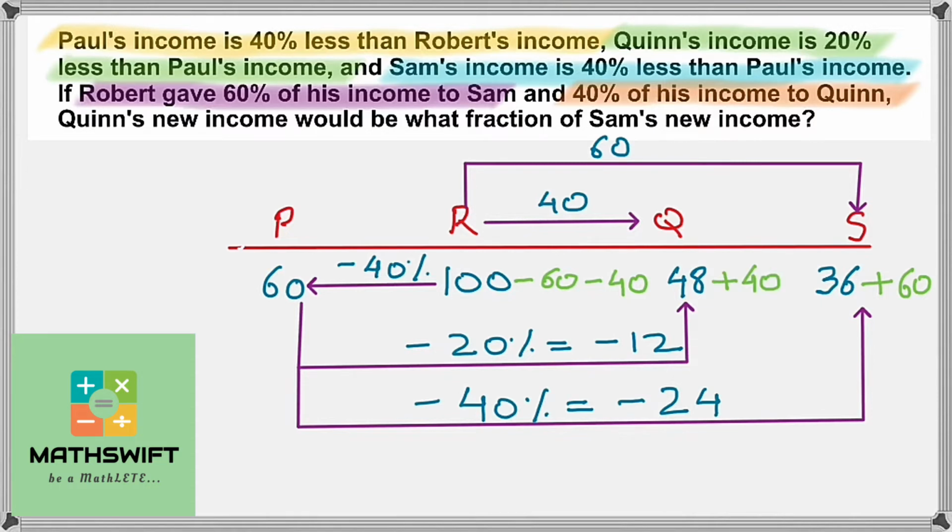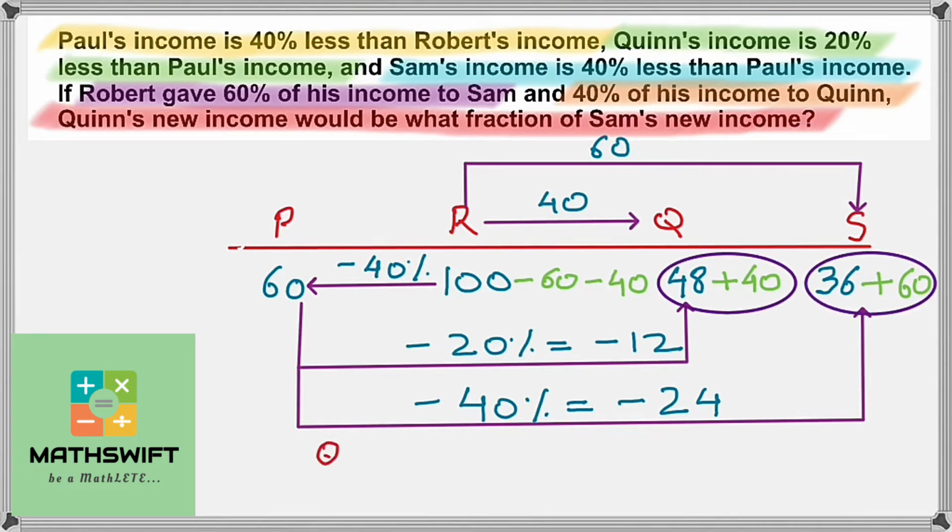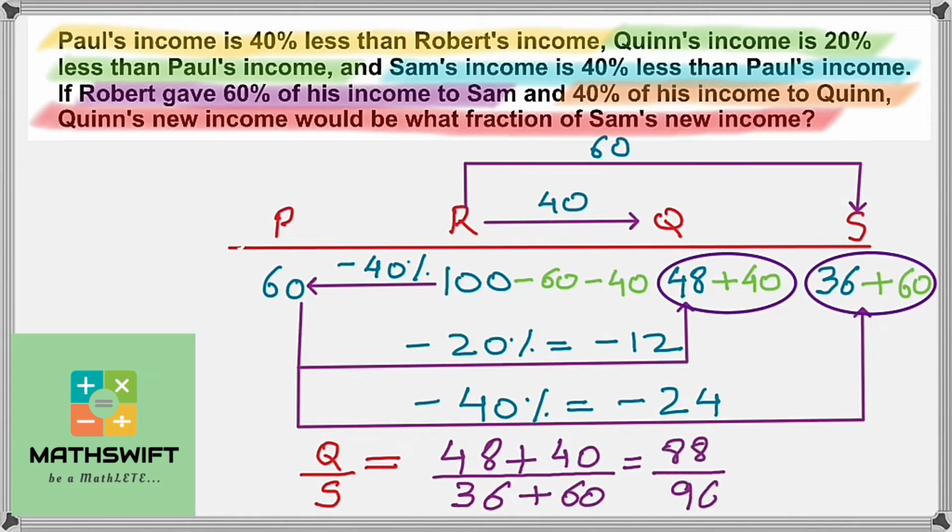How large-hearted Robert is. Quinn's new income would be what fraction of Sam's new income? This is the question. Quinn's income upon Sam's new income comes out to be, the calculation is pretty simple, 11 upon 12, which is the answer to this question.